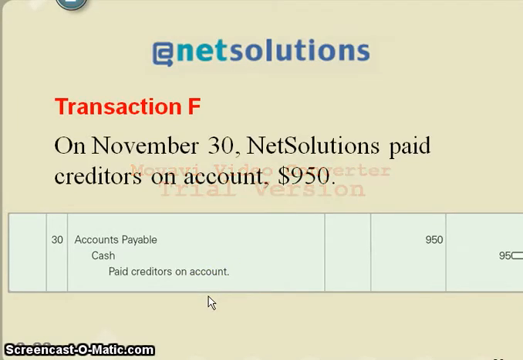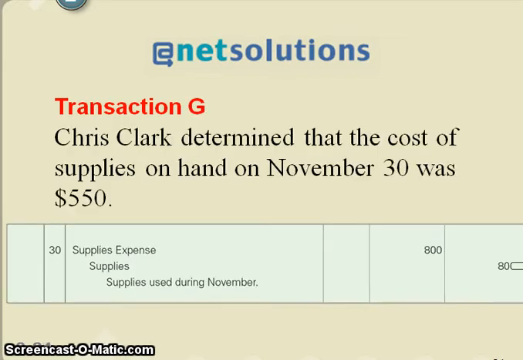November 30th, NetSolutions paid creditors on account $950, so that's a decrease to your liability of accounts payable, which would be a debit, and a decrease to your asset of cash, which would be a credit. Chris Clark determined that the cost of supplies on hand on November 30th was $550.